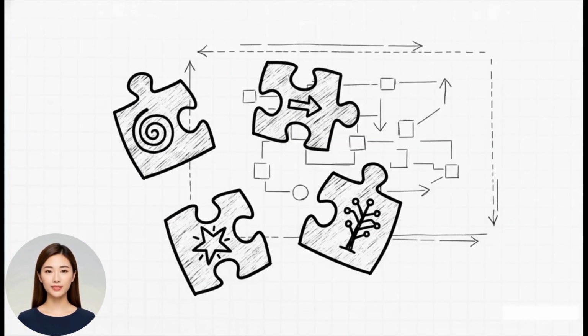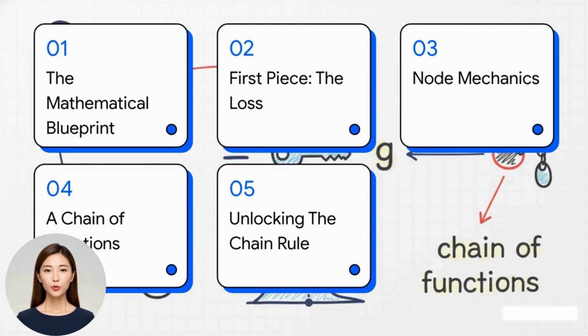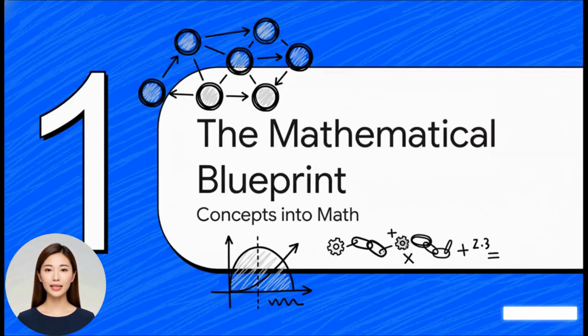But it's not. It's pure mathematics. So to really get to the bottom of this, we're going to treat it like we're assembling a puzzle. We're going to put together a few key mathematical pieces that, when you click them together, reveal the exact mechanism behind how a network actually trains itself. So here's our roadmap. We'll start with our blueprint, then we'll assemble our three core mathematical pieces: the loss, the mechanics of a single node, and how they form a chain. And then finally, we'll find the one mathematical key that unlocks the entire process. Okay, let's dive right in.